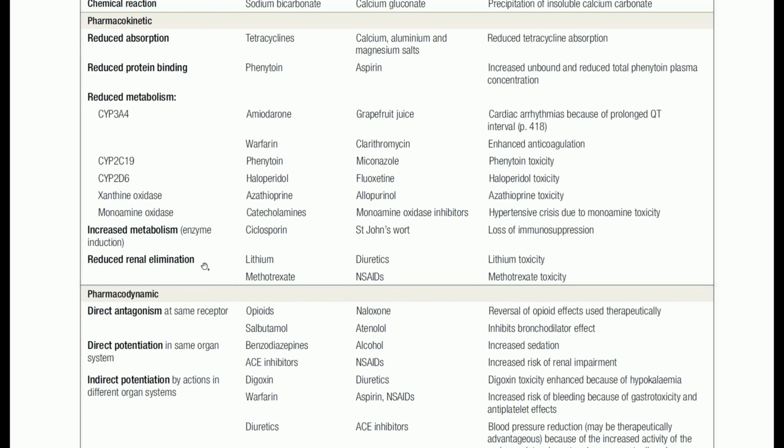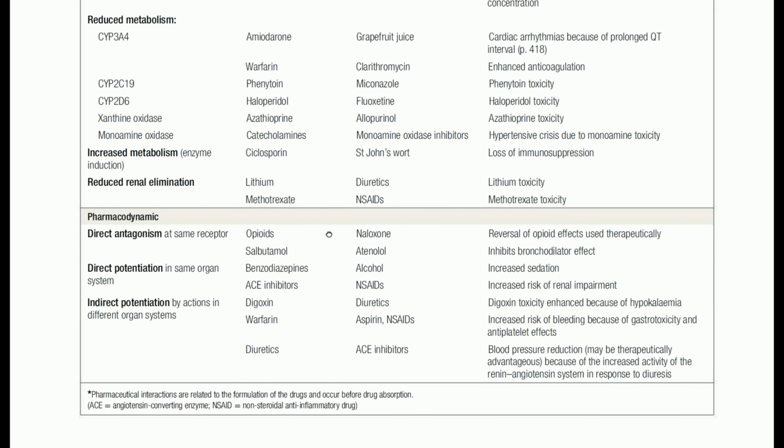Reduced renal elimination: lithium, methotrexate. Diuretics, lithium with diuretics. Result, lithium toxicity. Methotrexate with NSAIDs, result in methotrexate toxicity. Pharmacodynamic, direct antagonism at the same receptor. Opioids, naloxone. Result, reversal of opioid effects used therapeutically. Salbutamol, atenolol. Result, inhibited bronchodilator effect.